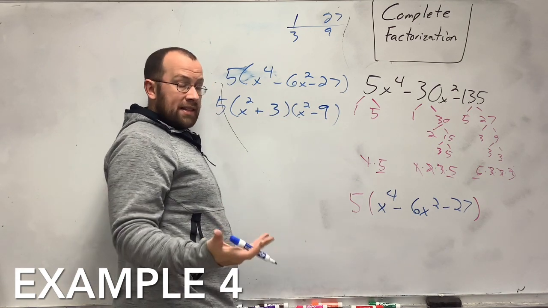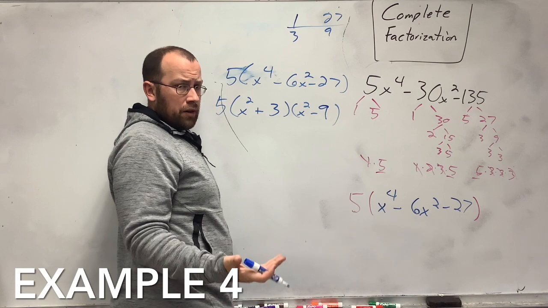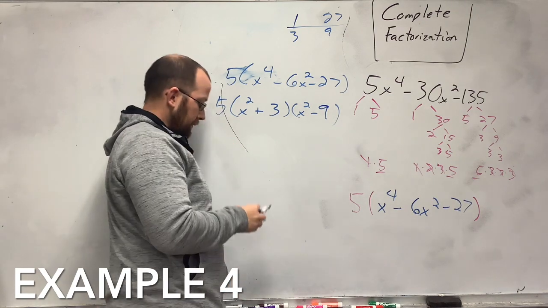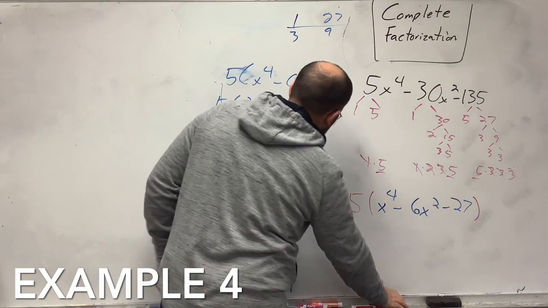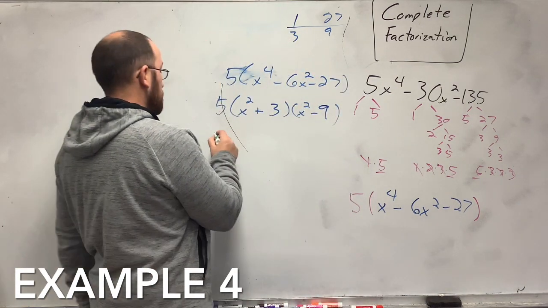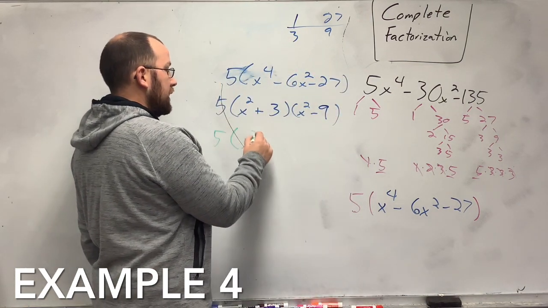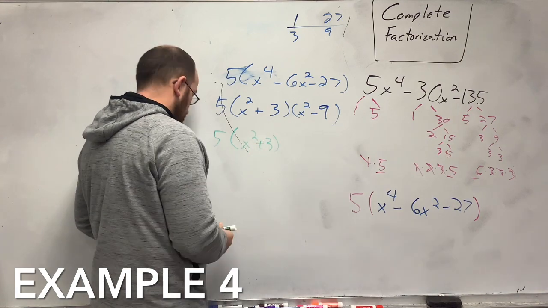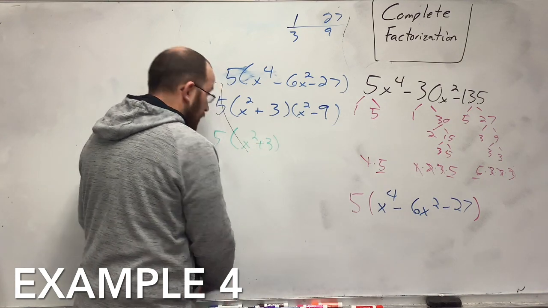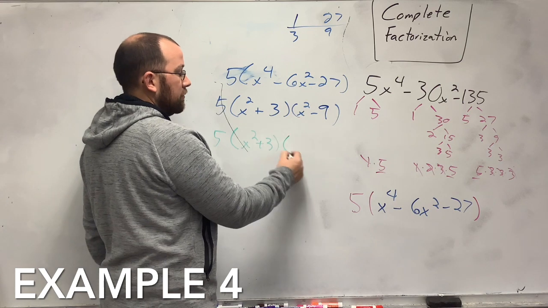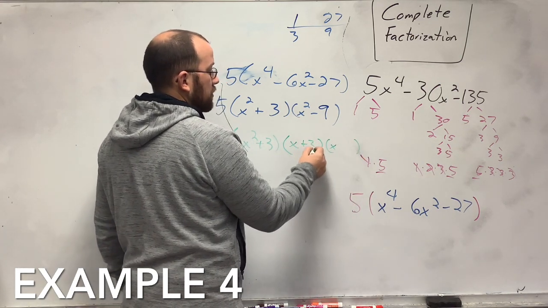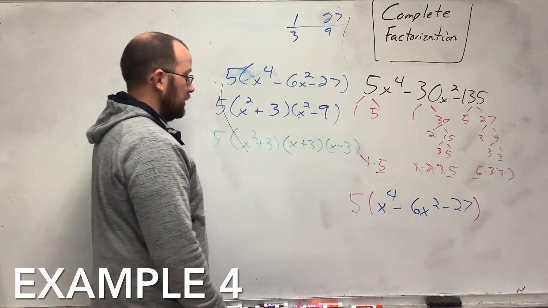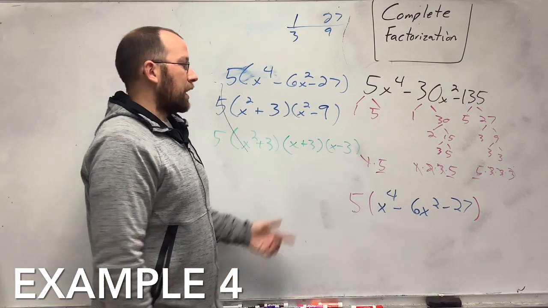All right, it's not done though. I can still factor out more. You might say, how are you going to do that? You just factored. Well, the 5 and the x squared plus 3 can't be factored anymore. But this can: x and x, plus 3 minus 3. So there you go. You need to factor it all the way out.